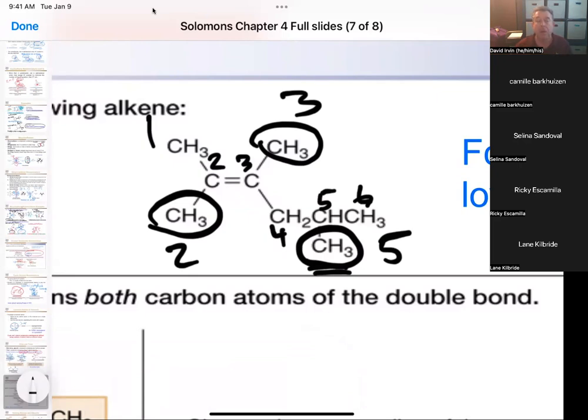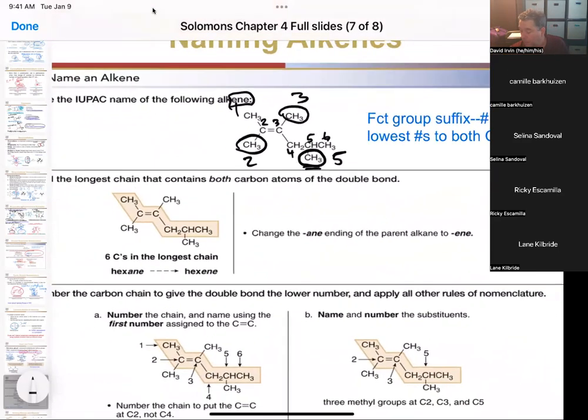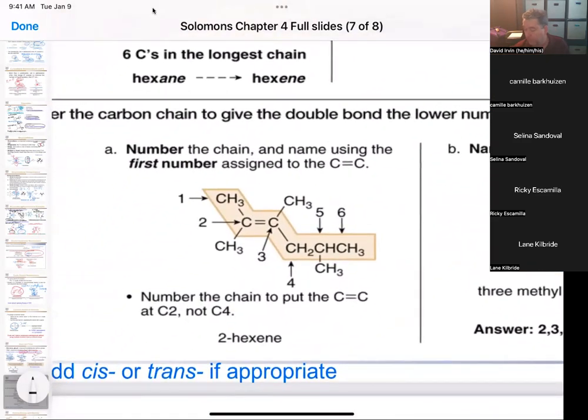Okay, but whenever we have a double bond, we drop the ANE and add ENE. So it's going to be hexene, trimethyl hexene. Okay. So because we have to have both of those carbons there and they have to be in the longest chain, our number is going to end up being 2 hexene because that 2 has to be the lowest number. So we have 2 hexene. That just tells us the main chain.